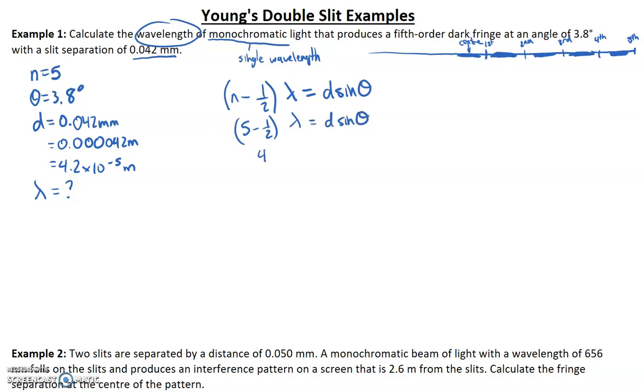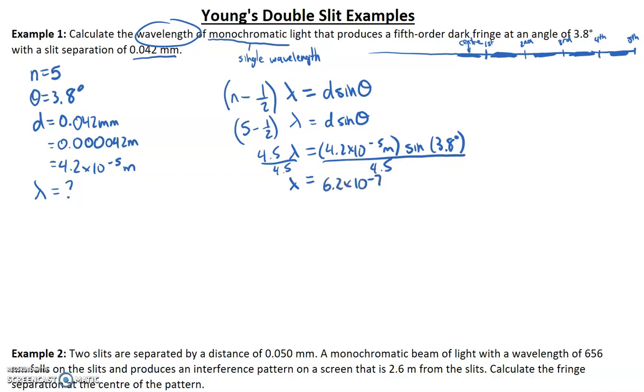This is going to be 4.5. And then d is 4.2 times 10 to the negative 5 meters, and sine of 3.8 degrees. If I divide both sides by 4.5, what I get is lambda is a value of 6.2 times 10 to the negative 7 meters. That is 620 times 10 to the negative 9 meters. The reason I've placed that as 10 to the negative 9 is because that's 620 nanometers.